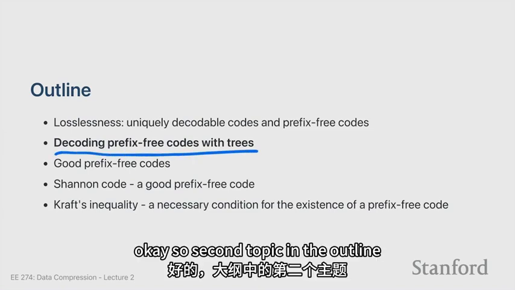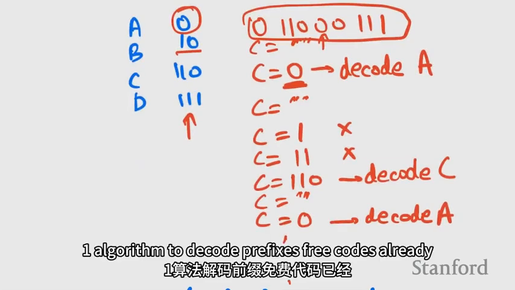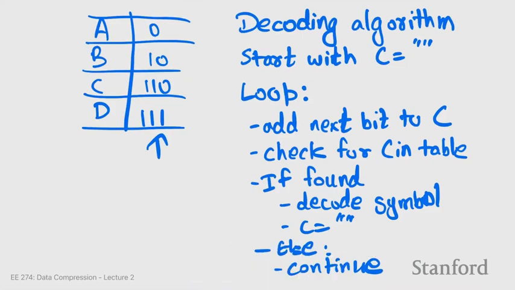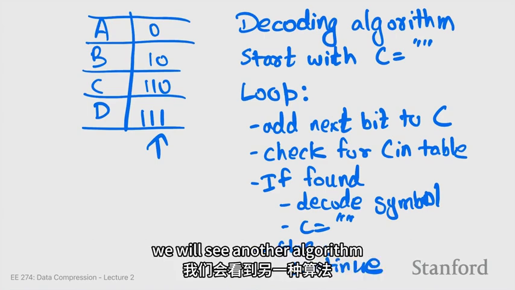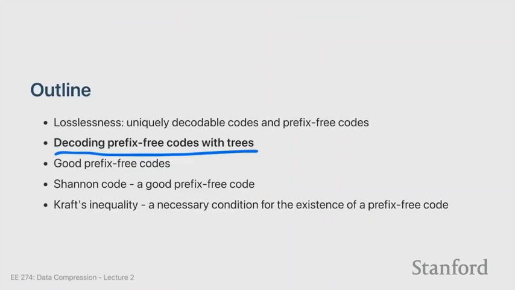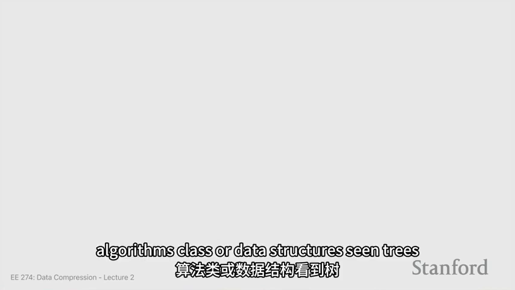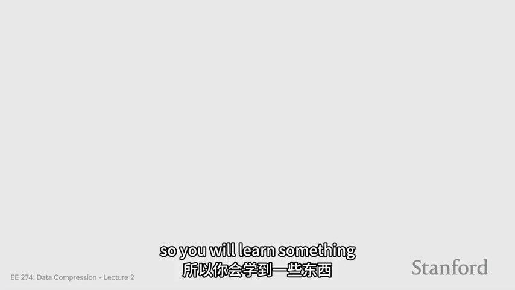Okay, so second topic in the outline. We saw one algorithm to decode prefix-free codes already, right? You start with something and then you keep adding bits until you find a codeword. This is one algorithm. We will see another algorithm. How many of you have done an algorithms class or data structures, seen trees? Okay, nice. A few of you have seen trees. Even if you have not, you will see trees now, so you will learn something.